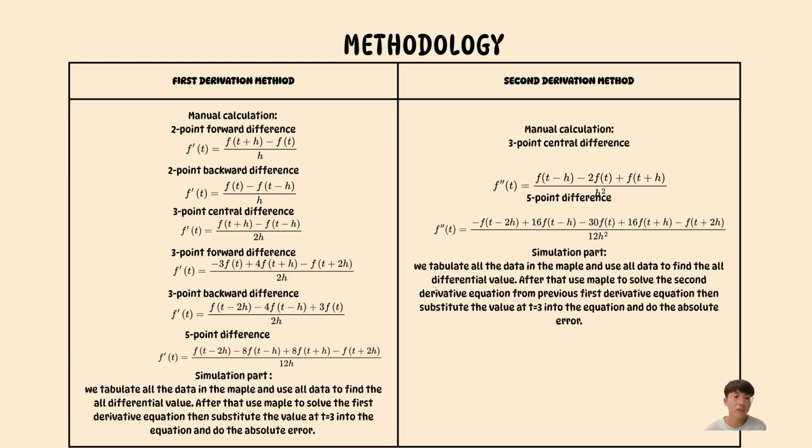In the methodology, we do the first derivative method and the second derivative method. Using manual calculations from the formula, we put the relevant data into the formula and get all the differences. For the simulation part, we tabulate all the data in the mapper and use it to find the difference values. After using the mapper to solve the first derivative equation, we substitute t equal to 3 into the equation and find the absolute error.